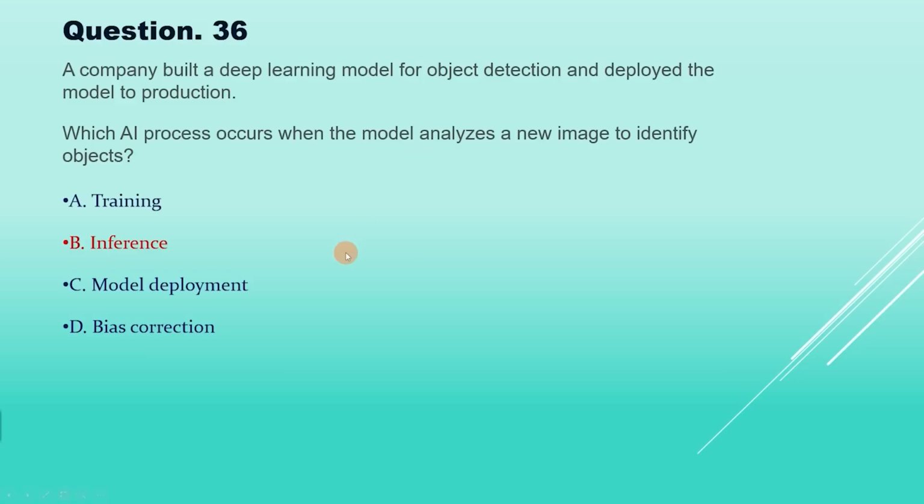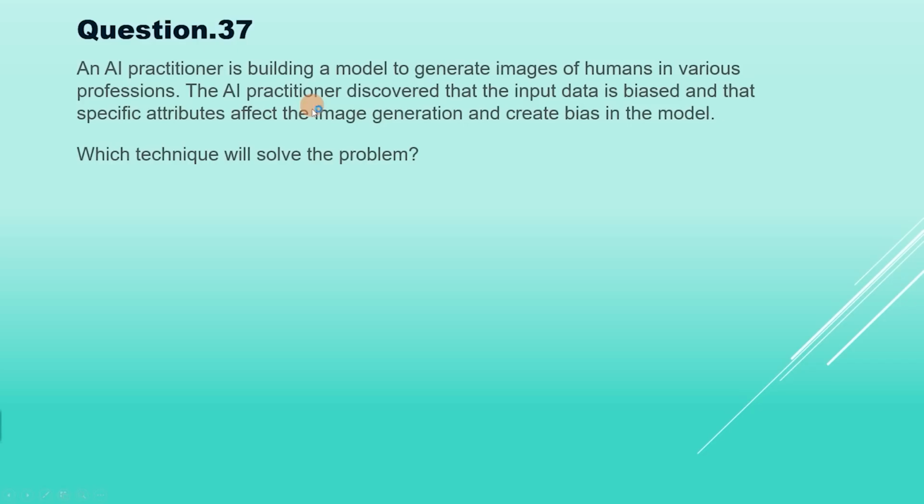Now question number 37. An AI practitioner is building a model to generate images of humans in various professions. The AI practitioner discovered that the input data is biased and that specific attributes affect the image generation and create bias in the model. Which technique will solve the problem?